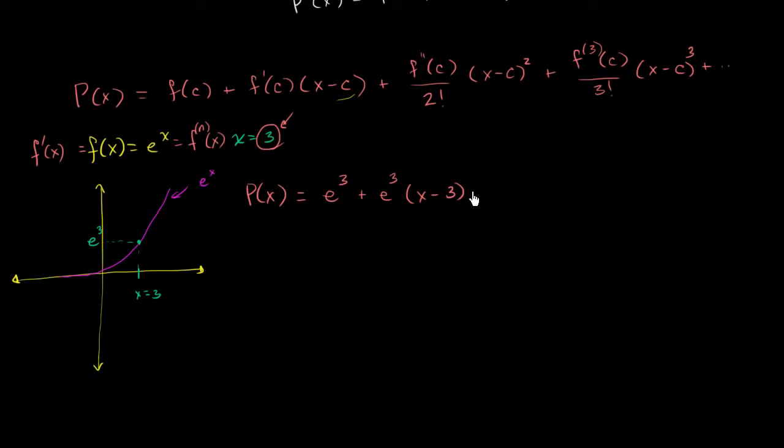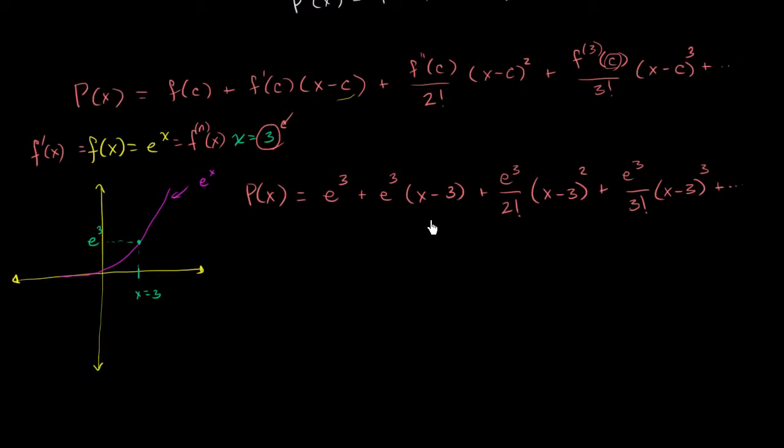C is 3. Plus the second derivative of our function is still e to the x. Evaluate that at 3. You get e to the third power over 2 factorial times x minus 3 to the second power. And then we could keep going. The third derivative is still e to the x. Evaluate that at 3. C is 3 in this situation. So you get e to the third power over 3 factorial times x minus 3 to the third power. And we can keep going with this, but I think you get the general idea.